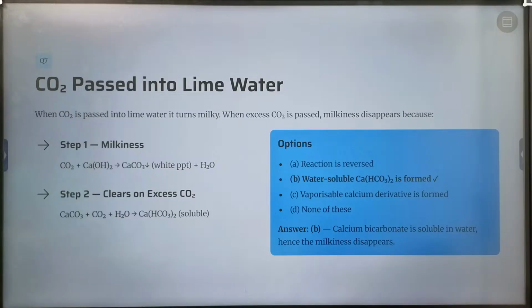And again, more carbon dioxide is evolved by heating the substance. This calcium carbonate reacts with the excess carbon dioxide and it forms calcium bicarbonate, or calcium hydrogen carbonate, which is actually soluble in water. And since it is soluble in water, it disappears. So the second option is the correct answer. Water soluble calcium bicarbonate, that is calcium hydrogen carbonate, is formed.